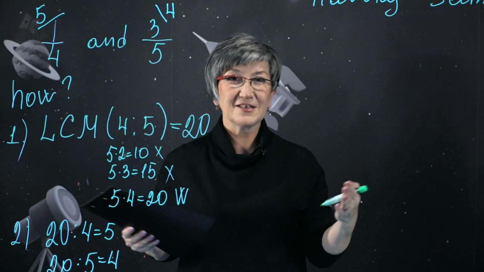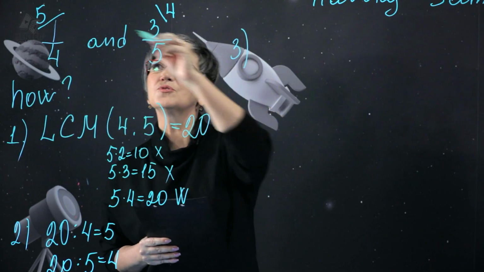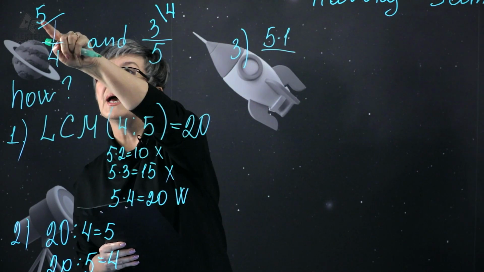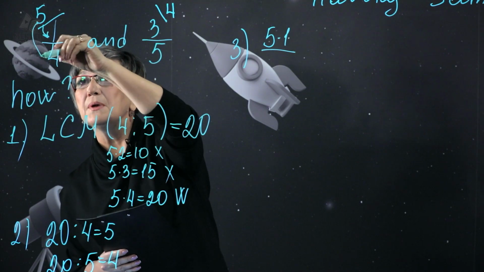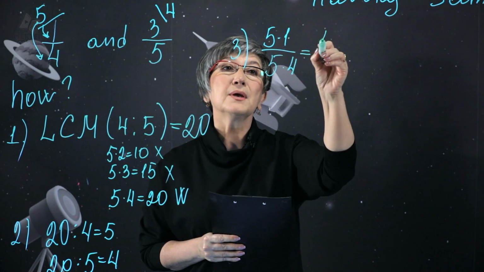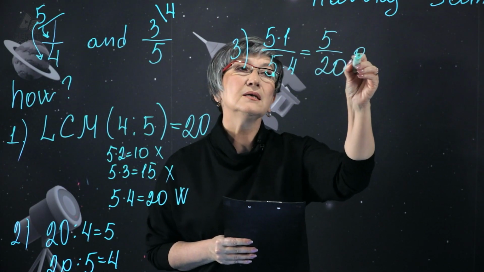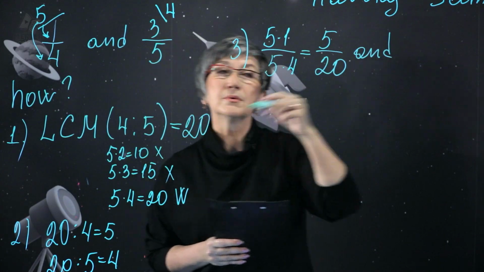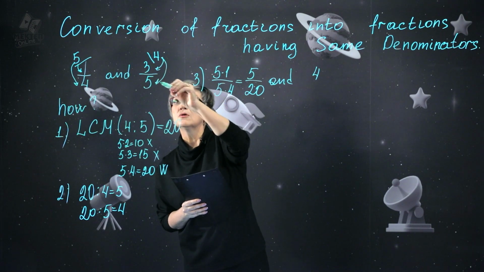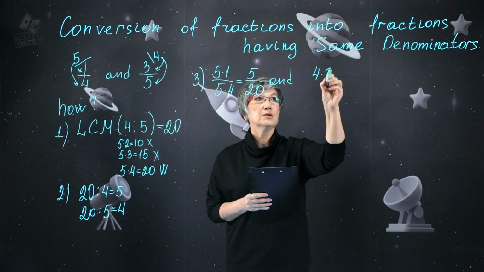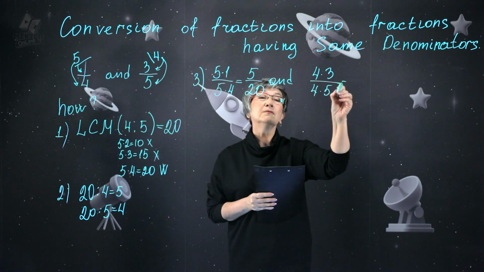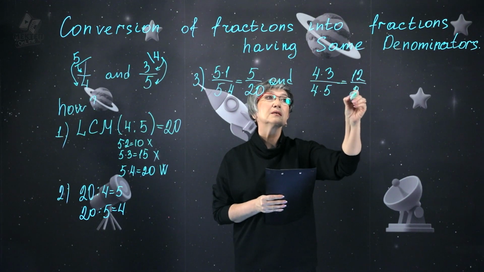Now, moving on to the third and final step. Step 3, what am I doing? 5 times 1 equals 5, and 5 I multiply by 4. As a result, it turns out to be 5/20. And another fraction: 4 I have to multiply by 3, and 4 I multiply by 5. 4 times 5 equals 20. So you end up with 12/20.